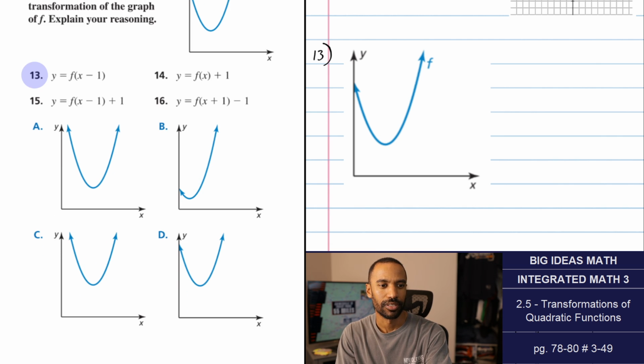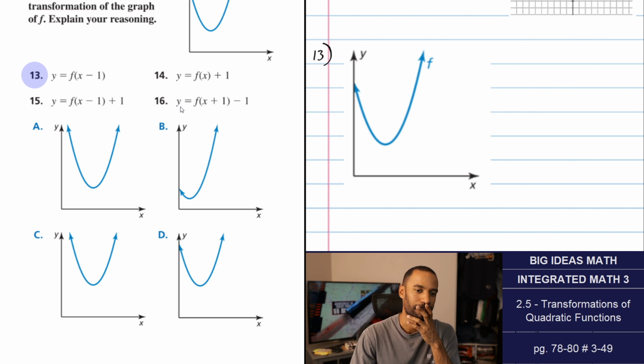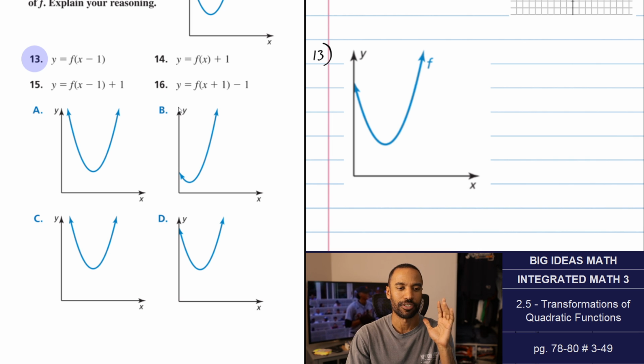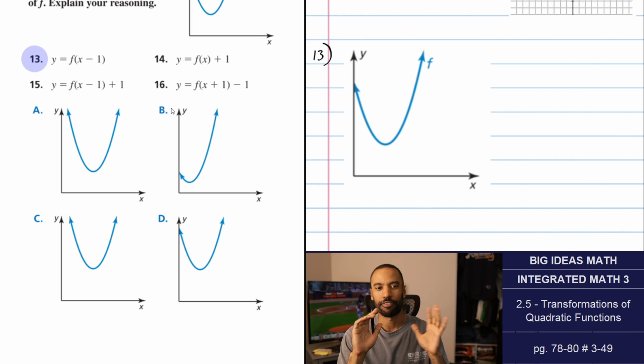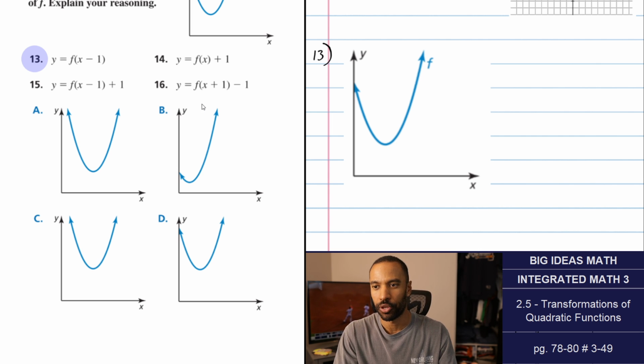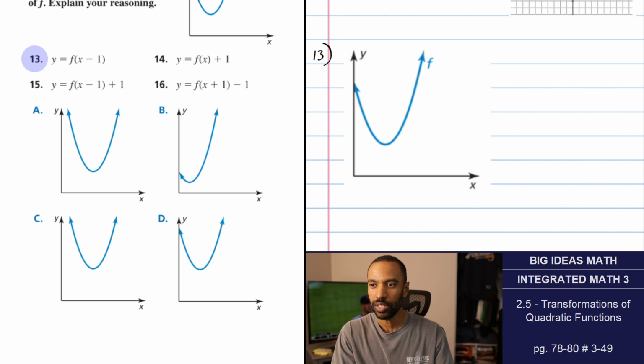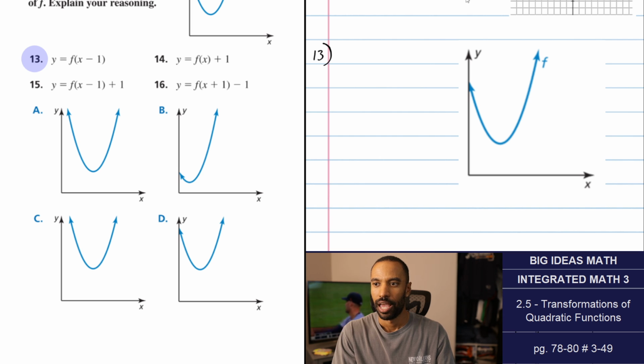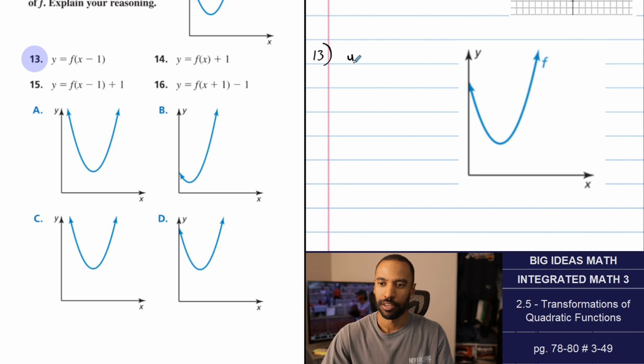Oh, let's see. I don't know if I should call this 13. I think on the last set, they gave us the graphs, and then we did a match. So here's what I'm going to do. I'm going to find what the answer is beforehand, and then I'll line it up for you. Otherwise, this doesn't really work. Okay, I believe number 13 is C. Let me copy down the problem first. y equals f of x minus 1.